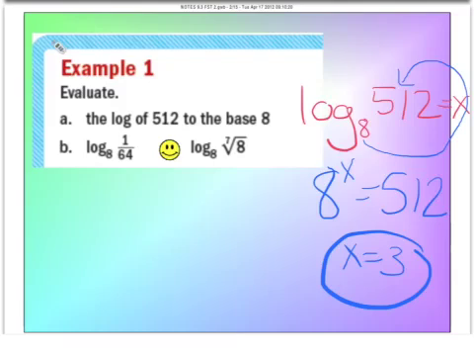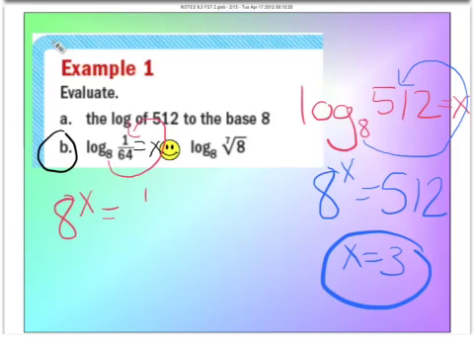So let's look at a couple more. Part B here. The question is, log base 8 of 1 over 64 is equal to something, equal to x. To do this without a calculator, here's what you do. Again, I'll do that swirl. I start with the base and I just swirl around to here. So I can rewrite it as an exponent. It says 8 to some power is equal to 1 over 64.